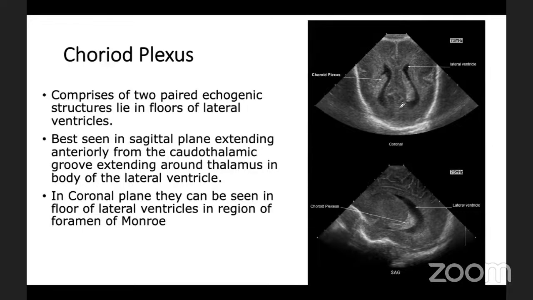While in the coronal plane, they can be seen in the floor, as you can see here. And the black ones are the lateral ventricles. So in the sagittal plane, it extends from the caudothalamic groove and surrounds the thalamus. And we all know that these are important for producing the CSF.